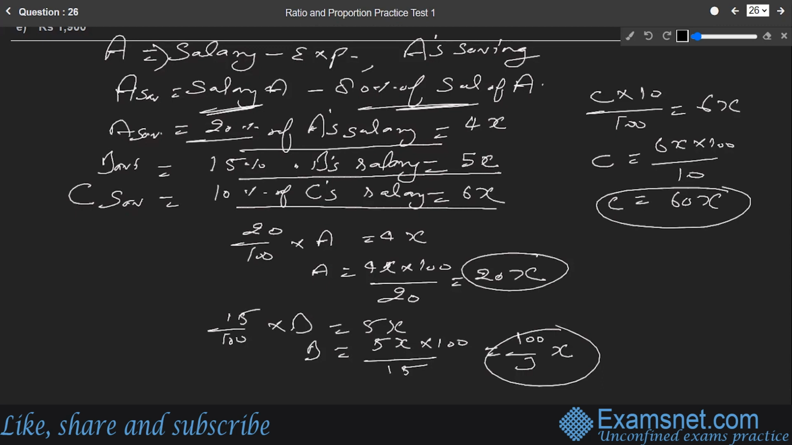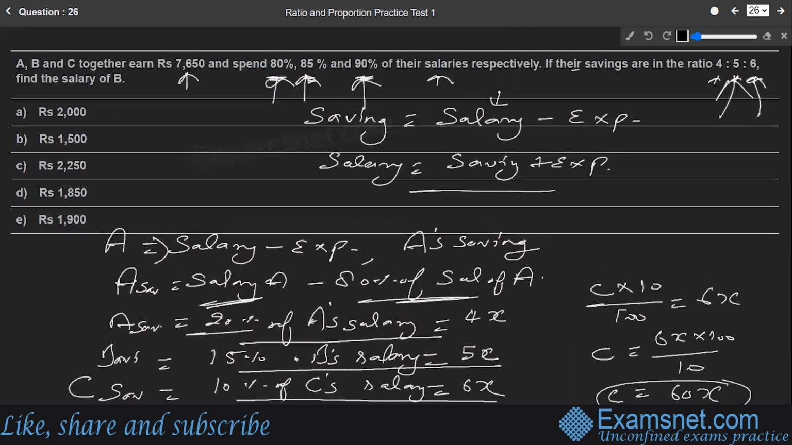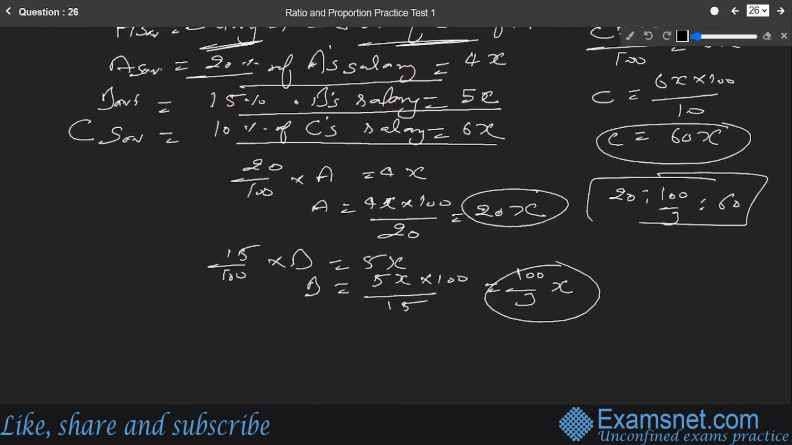And what ratio are they in? They are in the ratio 20 is to 100 by 3 is to 60. That is the ratio. Now, we are expected to find out the salary of B, and the salary of B is nothing but 100 by 3x. So if we are able to find out x, then we can find out the salary of B as well.